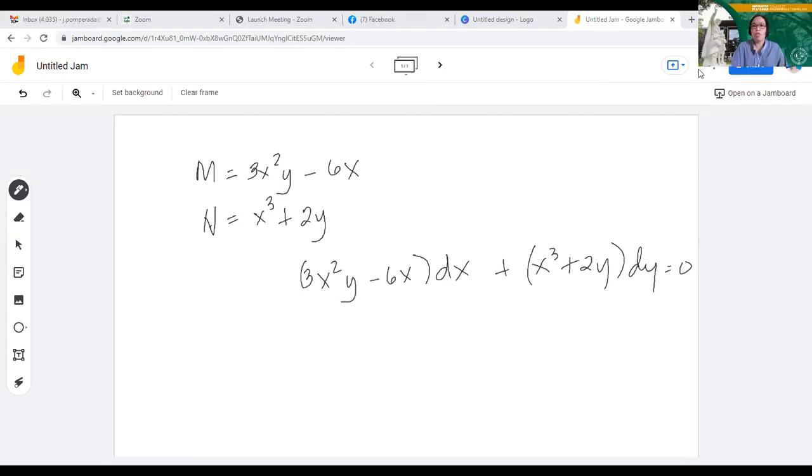We have 15 minutes, so I will use my 15 minutes. Anybody who recalls what method 1 is? It's more straightforward. You integrate f with respect to x, then integrate f with respect to y.